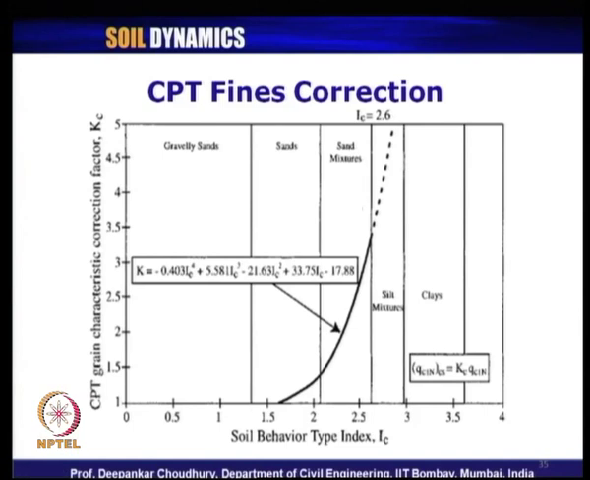This is the chart for the CPT fines correction. What we have mentioned just now in terms of equation, the same thing is plotted here in terms of a design chart. The y axis gives you the correction factor Kc, and the x axis gives you the soil behavior type index Ic. Depending on the type of soil, this zone is gravelly sand, this zone is sandy soil, this is sand mixture, this is silt mixture, this is clay type of soil. This is the curve, and the equation I have shown just now is for this curvilinear portion, and this is the correction factor as already mentioned.